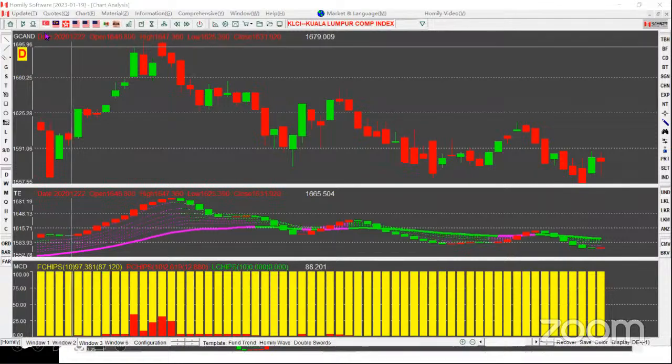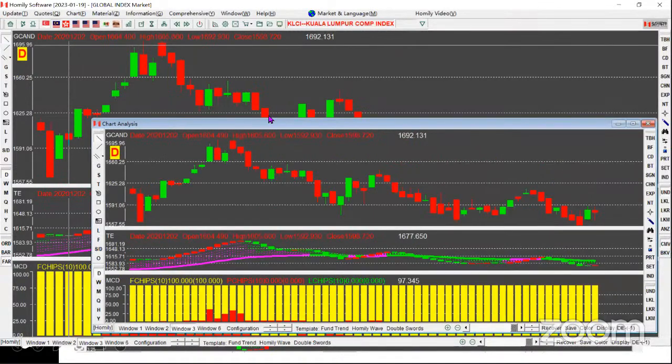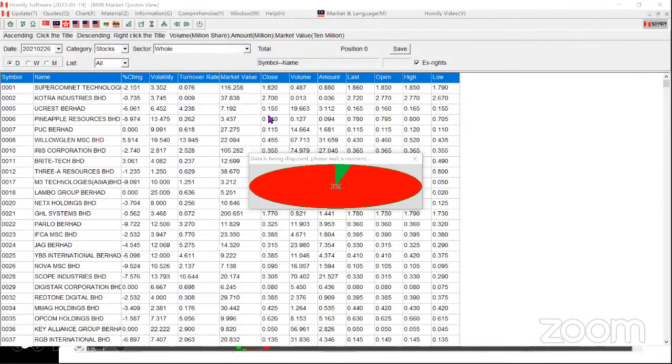Back to the software. We've just learned this combination of three indicators called the double source template, and if you want to check your stocks, you can directly go to the market. For example, the Malaysia market. You wait for the data loading.